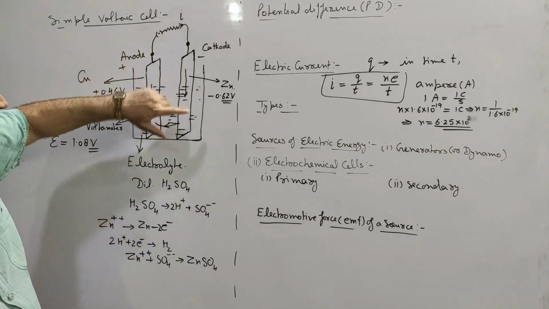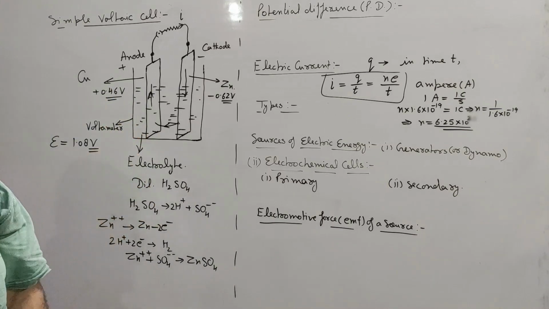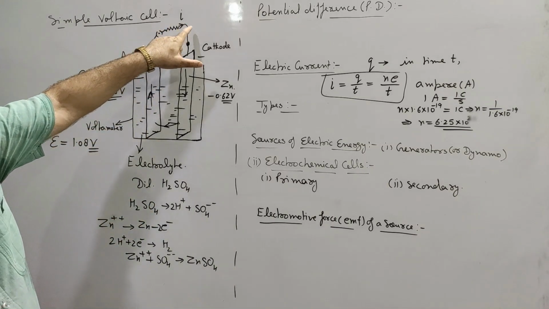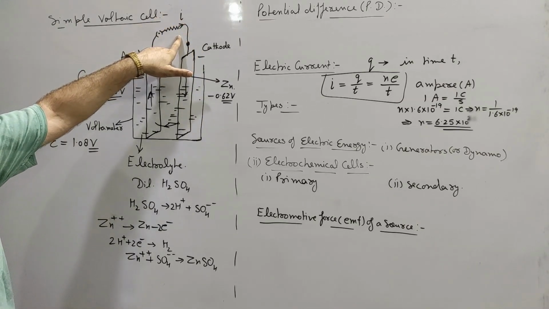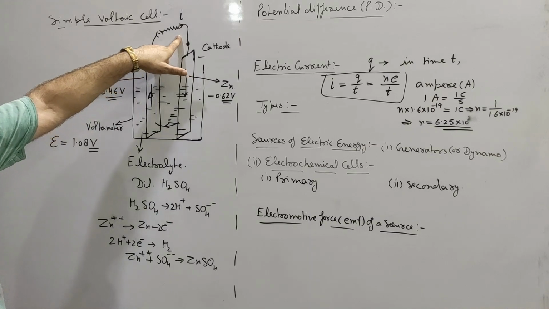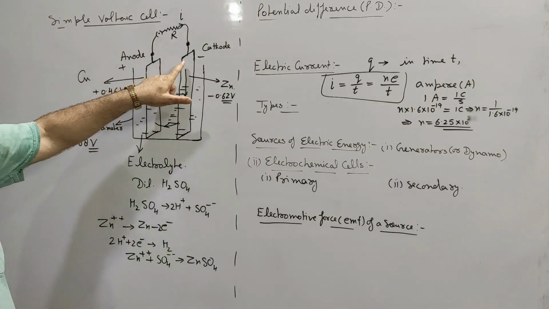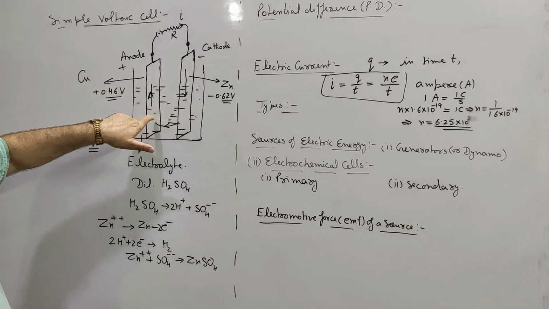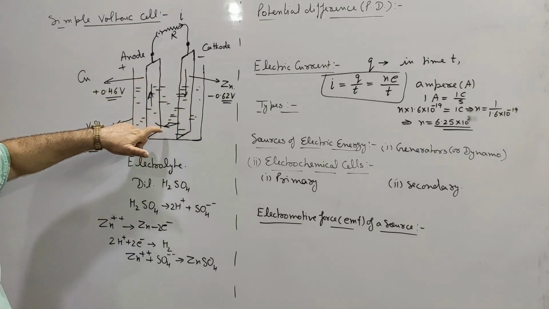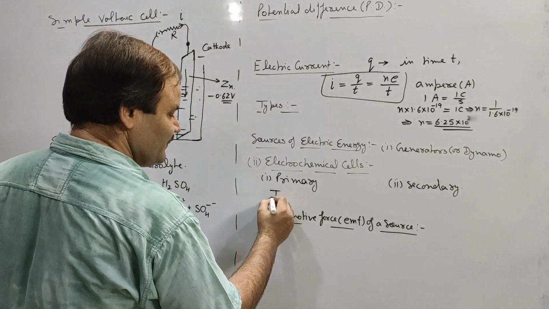So the external circuit as well as the internal circuit both will offer opposition to the flow of current. The opposition offered by the external circuit to the flow of current is external resistance, say R, while the opposition offered by the interior of the cell, meaning electrodes as well as electrolyte, is called internal resistance of the cell, and this is represented by small r.